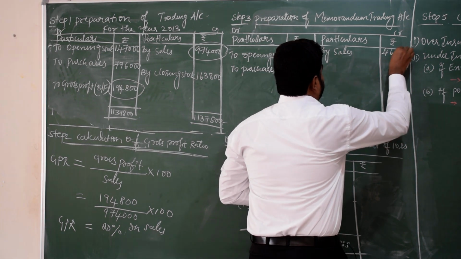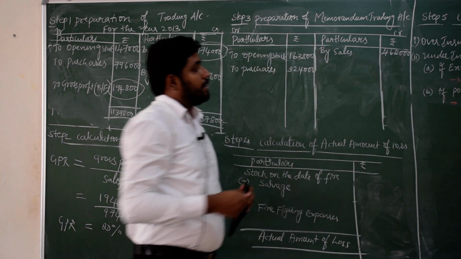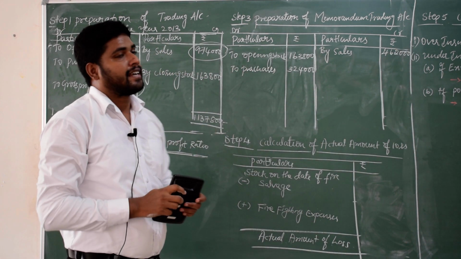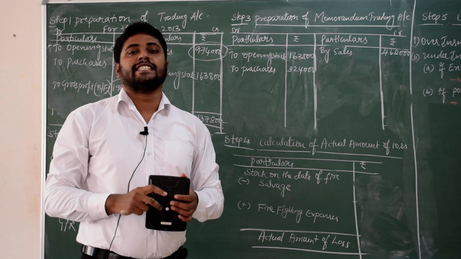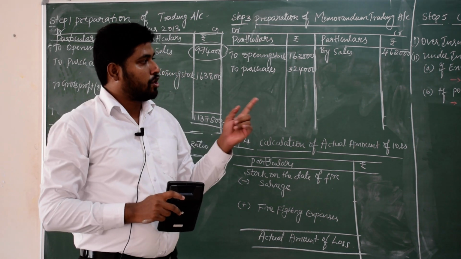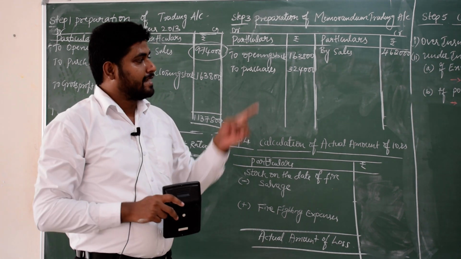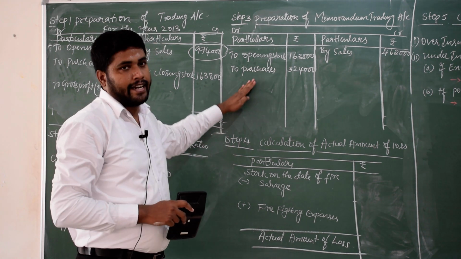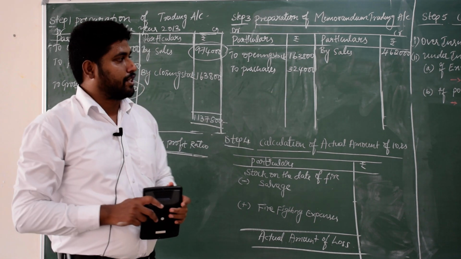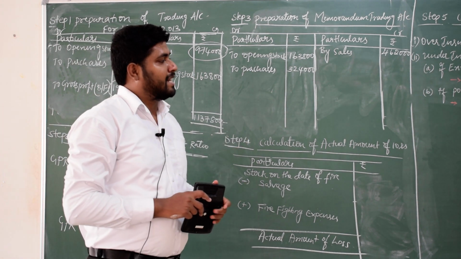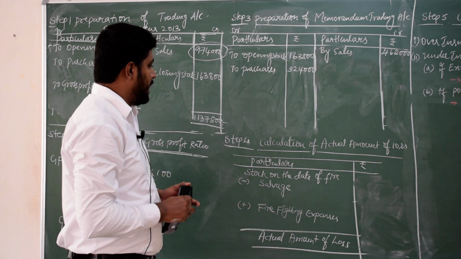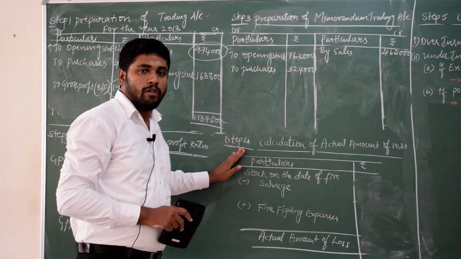The next item is carriage outward. Carriage outward is an indirect expense because carriage outward is a transportation cost which is incurred when selling the goods. This item should not be reported in trading account. Ignore that transaction. The last one, salvage. The salvage money will be helpful while calculating actual amount of loss.